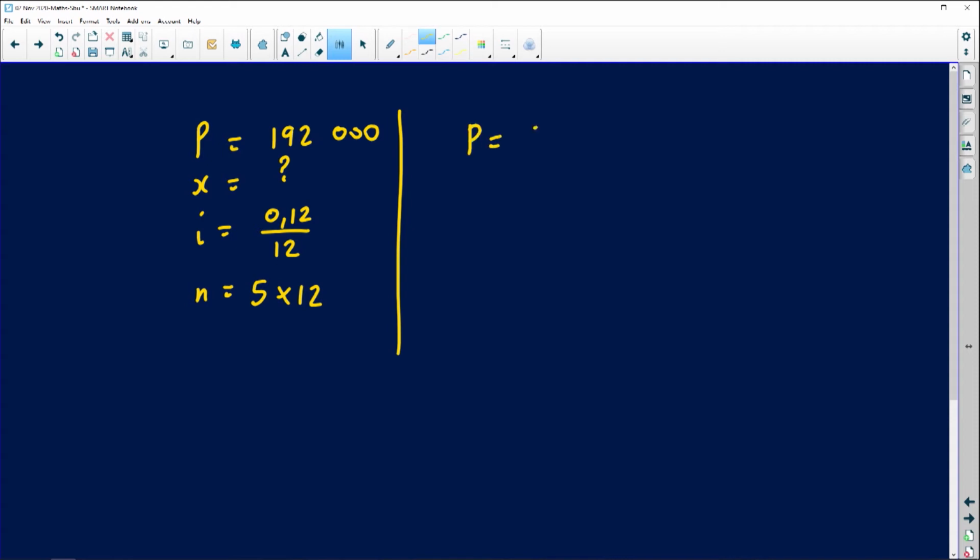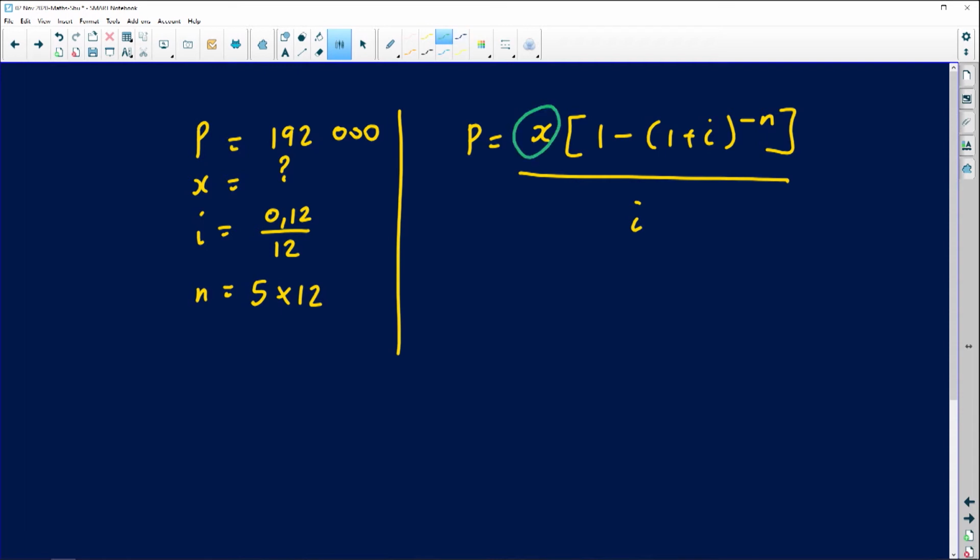Now, P equals X into 1 minus 1 plus I to the minus N, everything divided by I. We're looking to make X the subject of the formula. Now, here's my advice to you. To avoid overtyping, just make X the subject of the formula. How do you do that?